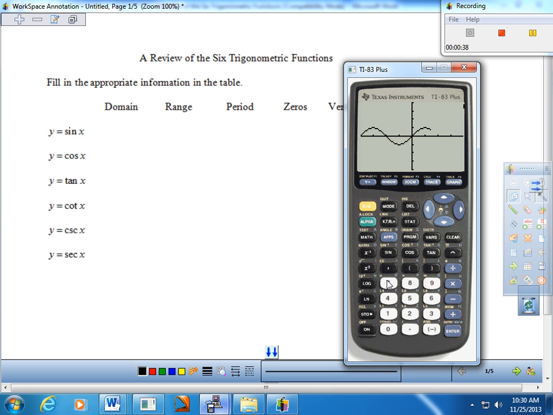There we go. So there's our sine function. Why don't we start with that and see if you can run across the characteristics that you see on your paper.